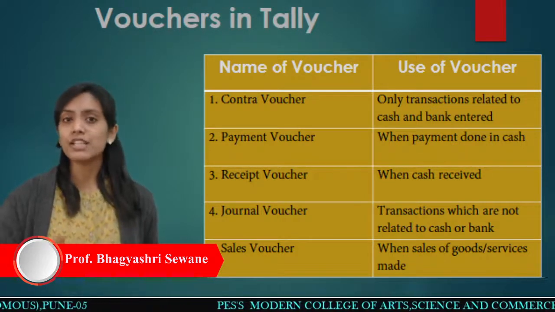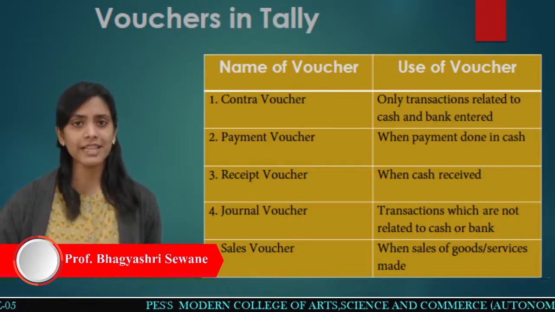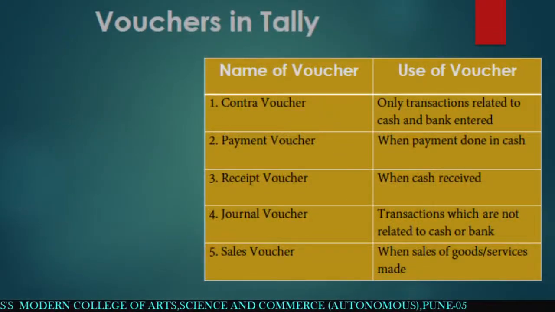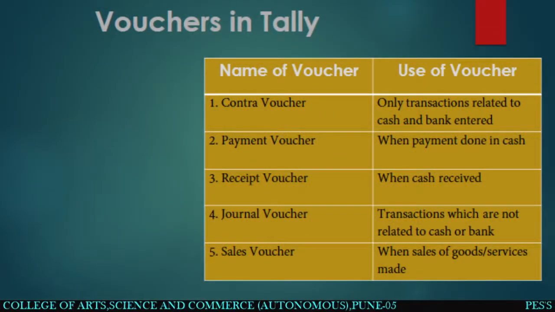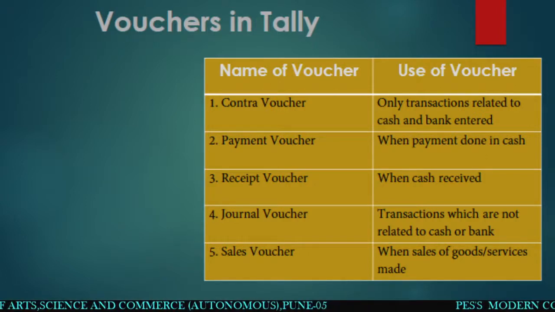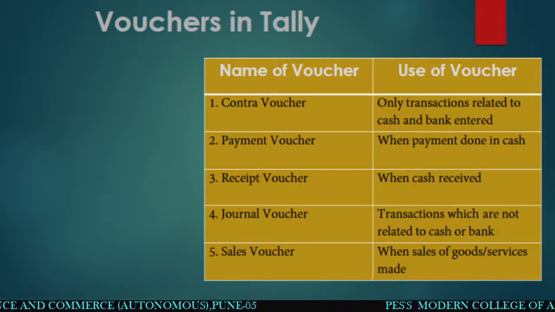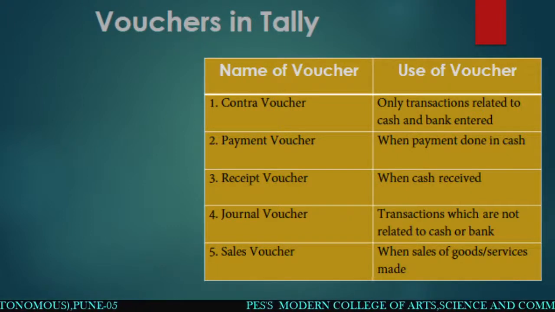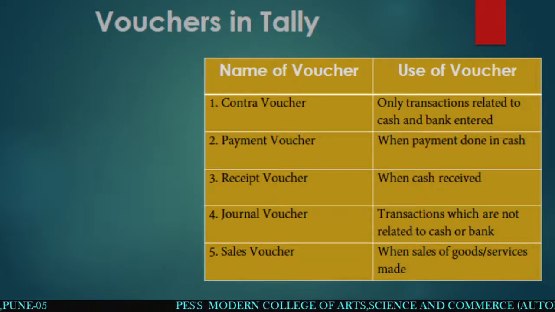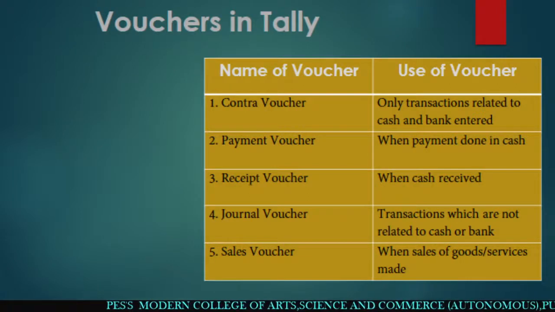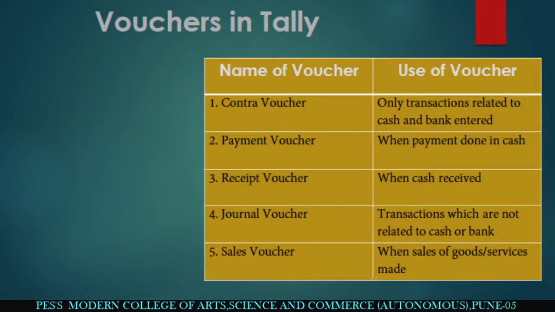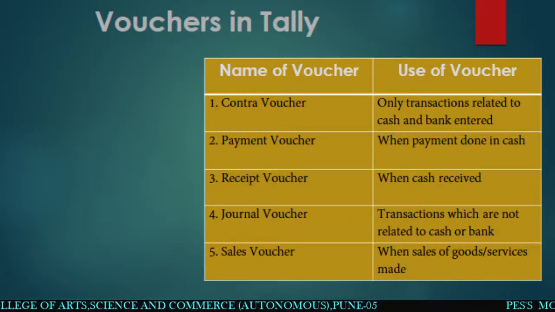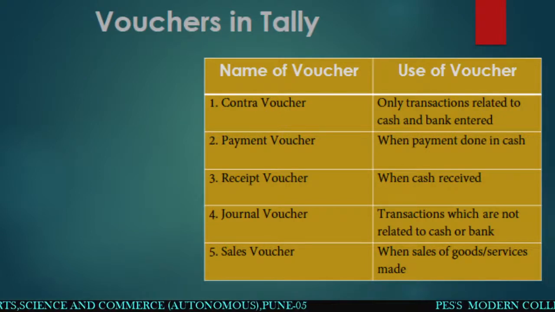Now the next voucher is the payment voucher. When you want to make any payment, for example for an electricity bill, a telephone bill, or any of your expenses, that entry should be recorded in the payment voucher. For example, when you pay the electricity bill, what will be the entry? Electricity bill account debited to cash account. So this is what a payment is, and this entry is going to be recorded.